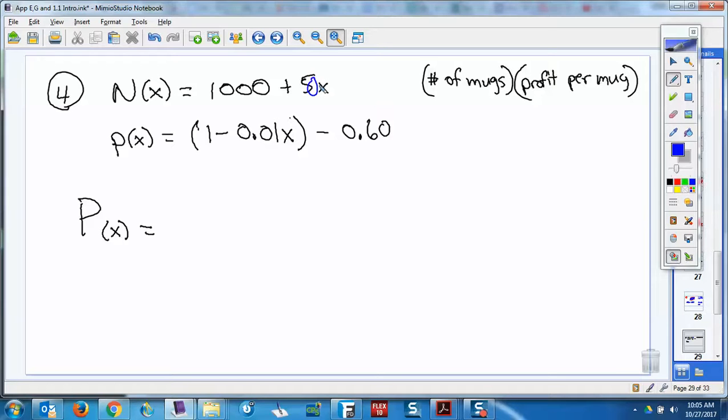So that's where this comes from. X is the number, so 2 price reductions, we'll take off 2 cents. 3 price reductions, take off 3 cents. So this is how much we're going to sell them for minus the 60 cents that it costs us. That's our profit on each mug. So what is our profit equation then? Big P.